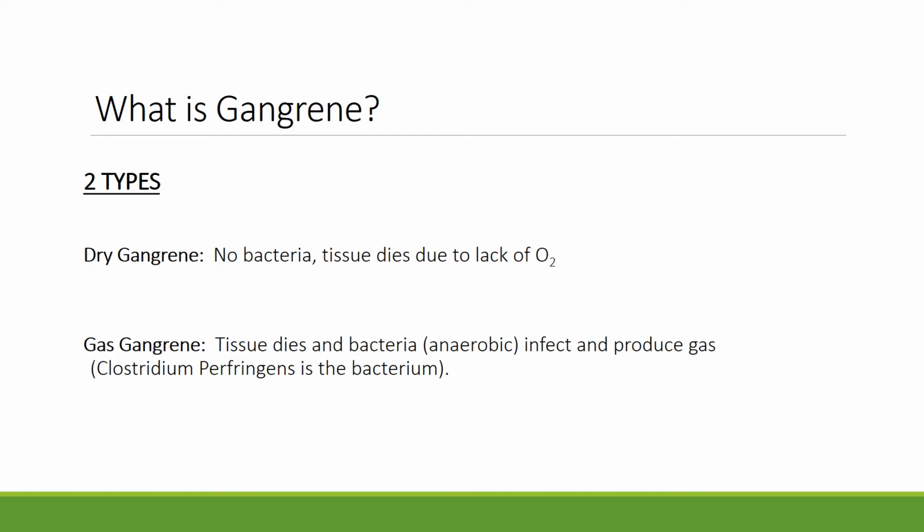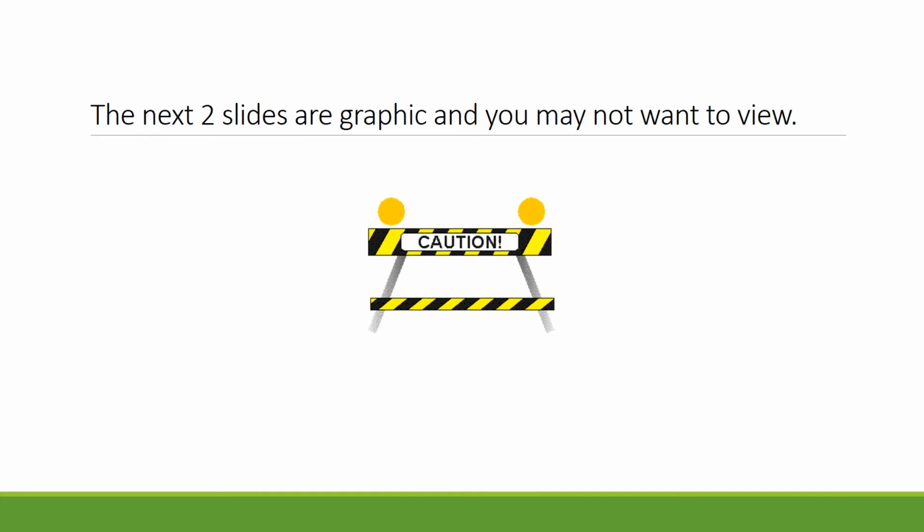There are two types of gangrene: dry gangrene, in which there are no bacteria but the tissue dies due to lack of oxygen, and gas gangrene, in which the tissue dies and anaerobic bacteria infect and produce a gas. The bacterium associated with this is Clostridium perfringens. Please view the next two slides with caution. They are graphic.